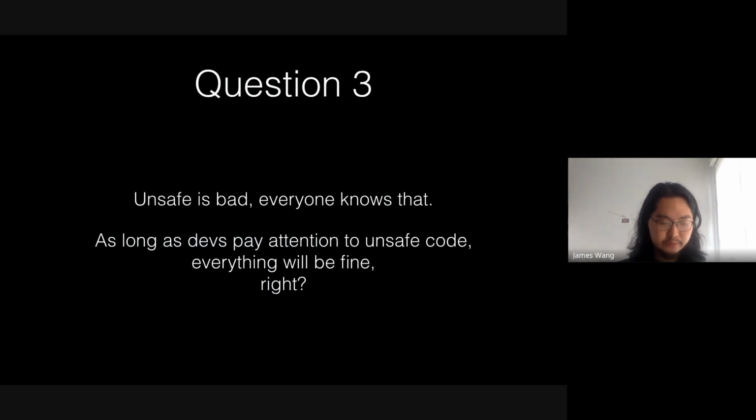So the last question people ask me is, yeah, we're talking about using unsafe in a safe language, and everyone knows that's bad. And supposedly the developers also pay attention to the unsafe code. If they do this properly, if they do some rough analysis of their unsafe code and make sure it is safe, then everything will be fine, right? We won't have any more memory bugs. So is this claim true?